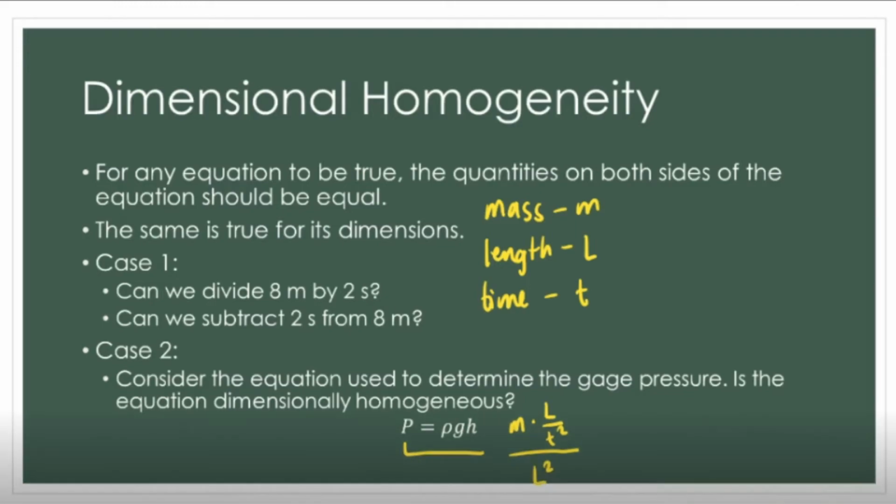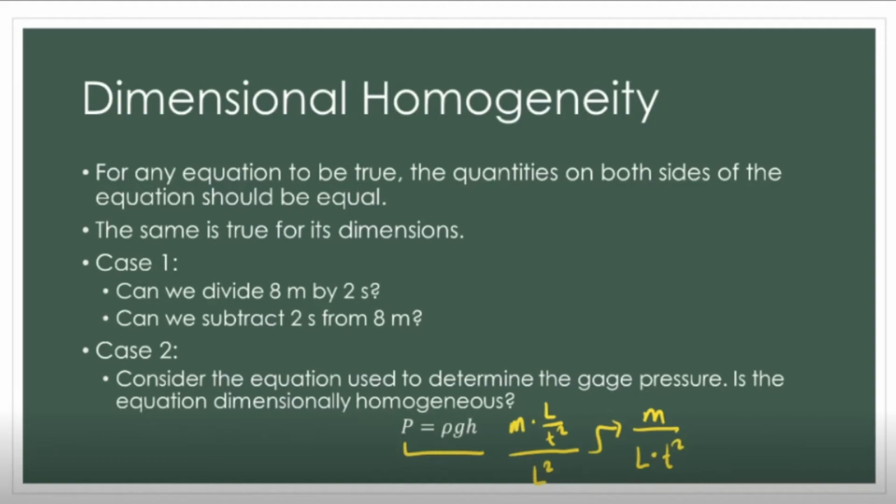Simplifying this mixture of dimensions, we can say that this is mass over length over time squared. This is our representative dimensions for pressure. The true test of dimensional homogeneity is when the dimensions on the right-hand side of the equation are equal to the dimensions on the left-hand side of the equation. Let us see if that is true.